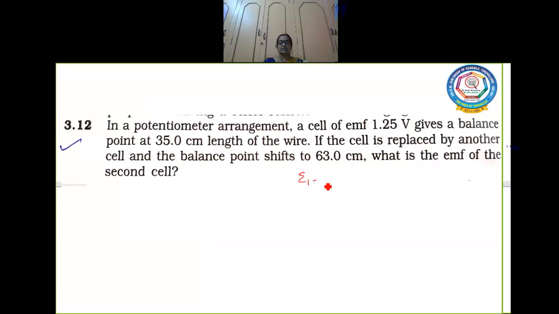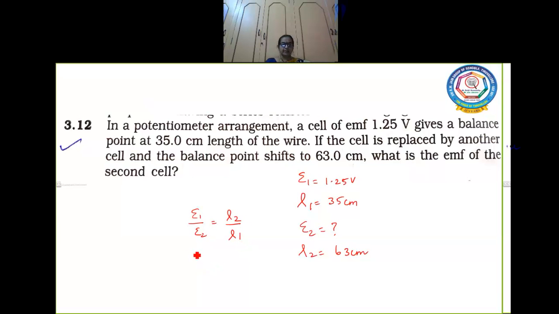example 3.12. Okay. Now in a potentiometer, a cell of EMF 1.25 volt, EMF is psi1. Psi1 is 1.25 volt, gives a balance point at 35 centimeter. So this is your L1, children. So L1 is 35 centimeter. Now if the cell is replaced by another cell, so psi2, I don't know the value of psi2, and the balance point shifts to 63 centimeters. So L2 now becomes 63. What is the EMF of the second cell? It is just a simple substitution. We'll write the formula psi1 by psi2 equal to L2 by L1.